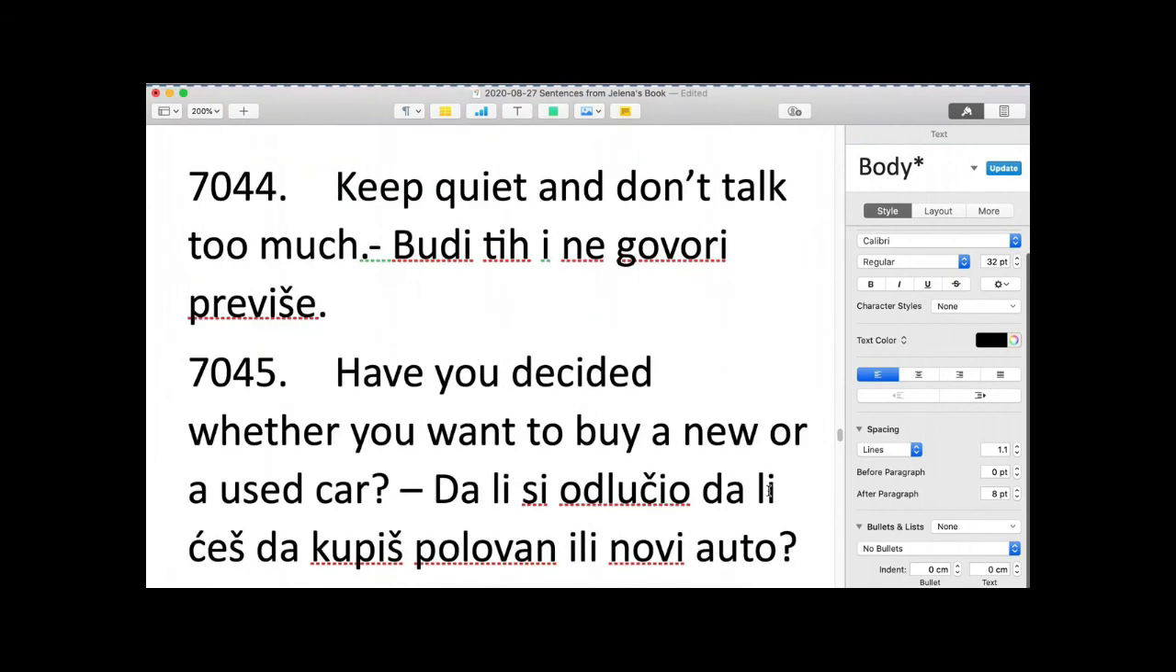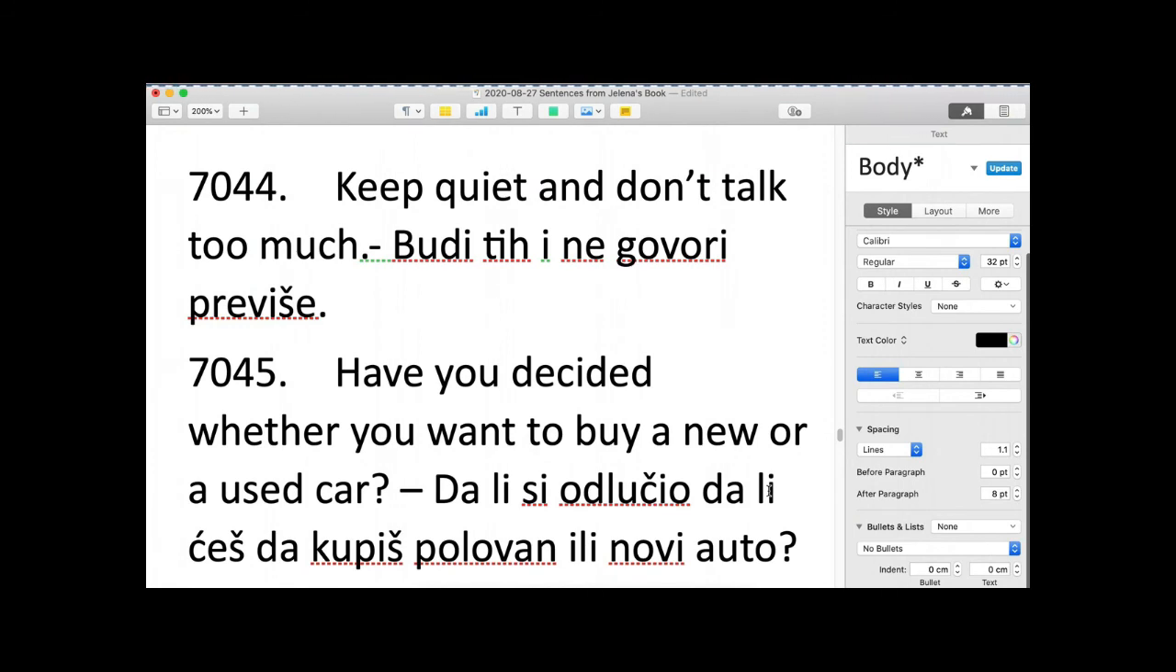Keep quiet and don't talk too much. This is really useful for Yelena's followers because this happens in life. Maybe you're in a library and the librarian says, keep quiet and don't talk too much. You might say that to children. Maybe you're walking somewhere and you don't want to disturb the people around you. Maybe they're meditating or practicing yoga. So when you walk by them, you say, keep quiet and don't talk too much.